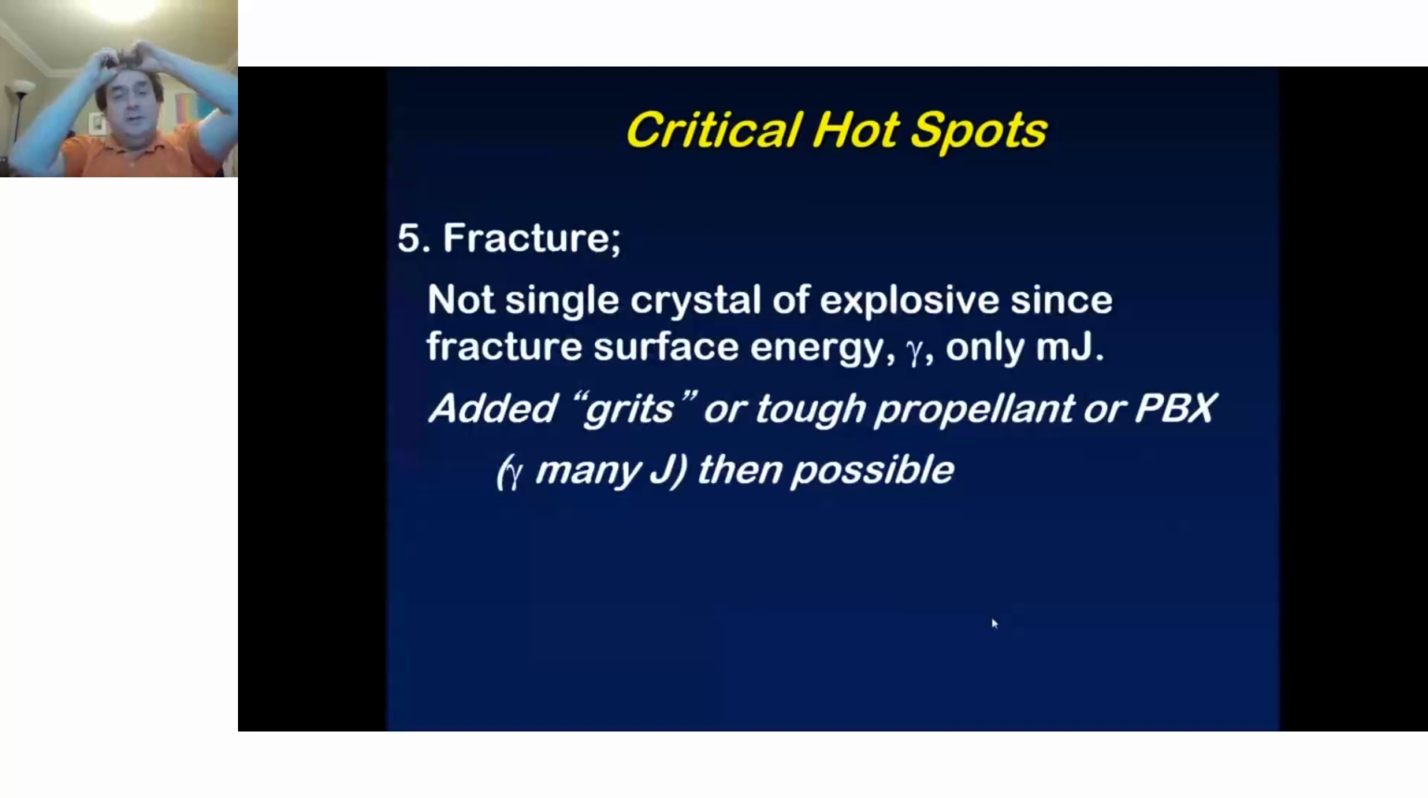Fracture is very interesting because if you have a single crystal of explosive, if you look at its surface energy, you'll get the idea that it's actually quite low. It's only a few millijoules per meter squared. But if you add the grits, or you have a tough propellant or a polymer bonded explosive that is, say, below its critical glass transition temperature for the polymer, then you can get a lot of joules of energy out of that process, and then it is possible.